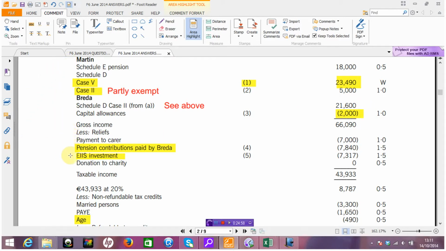Let's look at the reliefs. Okay, now the first thing here, this was queried in the class, this payment to carer. I think what they're talking about there is health expenses paid out rather than an employed person. That's why they give a full deduction.